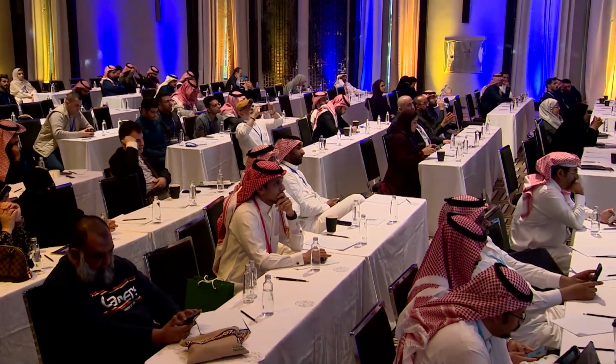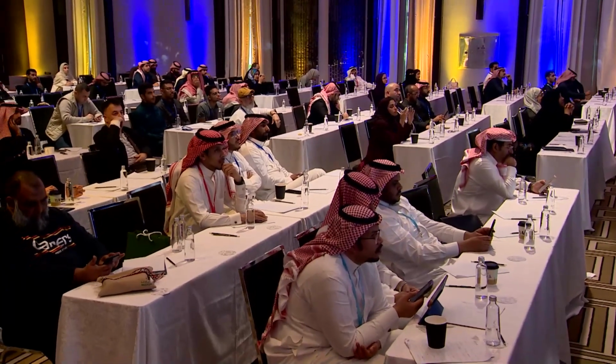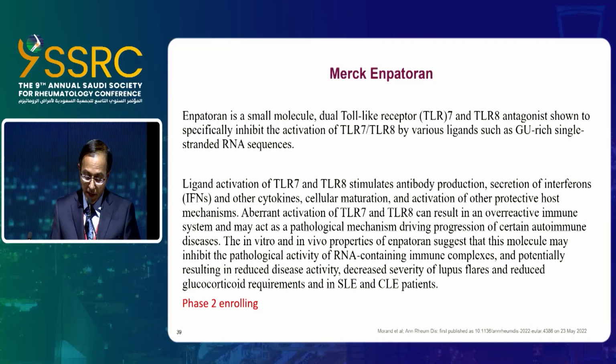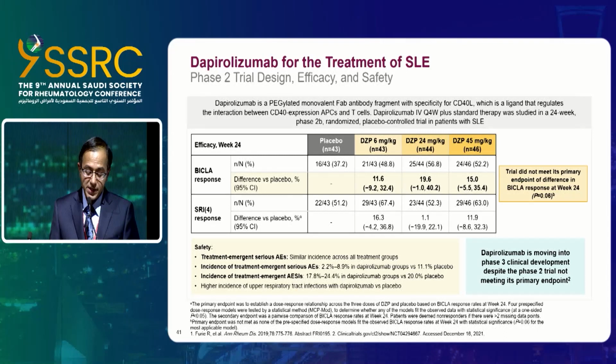And I'll finish it up with deucravacitinib. All of you are very familiar with that. It's a TYK2 inhibitor used in psoriasis, psoriatic arthritis, now being tried in lupus. Enpatoran is also another TLR blocker, TLR7, and this is the data on CD40 ligand, called dapirolizumab, which is an antibody that blocks the interaction of CD40 with CD40 ligand. And this is the data that I'm showing you here at week 24. It is a phase 2 trial, and it shows really very promising results.